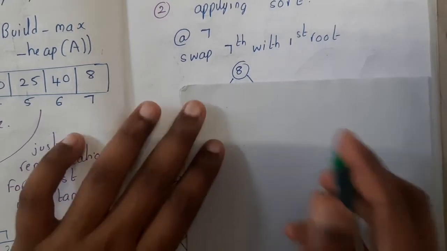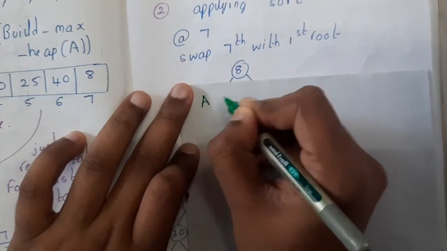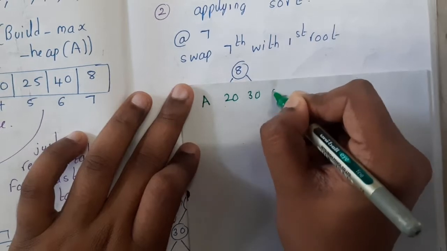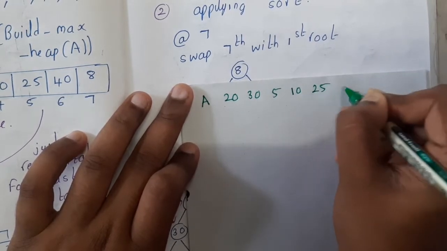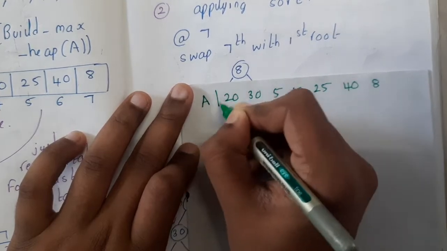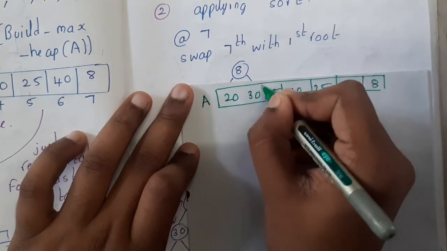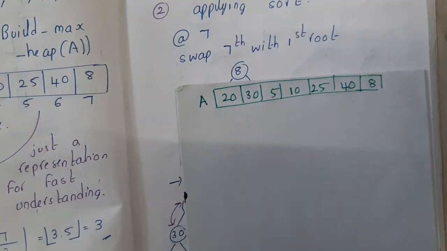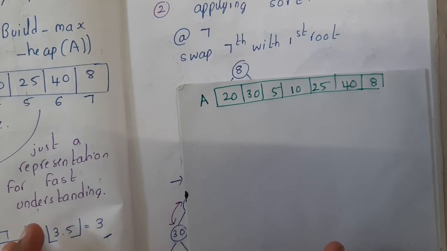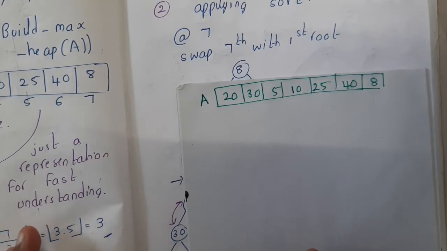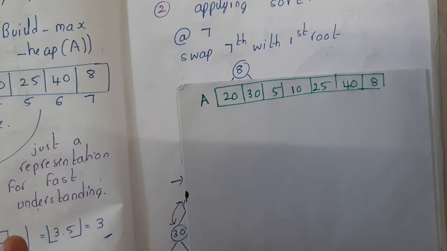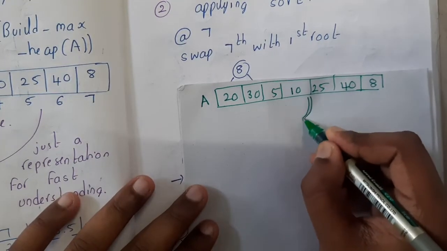The input array given to us is 20, 30, 5, 10, 25, 40, 8. The first step, for our understanding only: inside your computer, every piece of data is written in terms of zeros and ones, and it is consecutive data. It is not represented in trees or graphs. Tree and graph constructions are done just for our understanding. So just for our understanding, let us convert this into a tree.